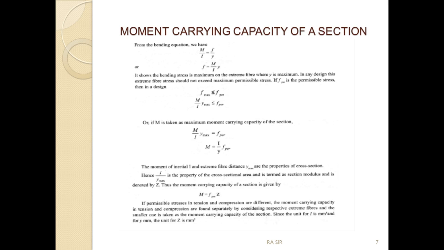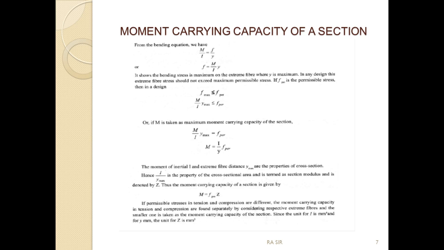So this particular equation gives rise to the moment carrying capacity of a section, where we find how much moment a section can carry. To be precise, Z has a unit of millimeter to the power 3, whereas I has a unit of millimeter to the power 4. I is the moment of inertia.